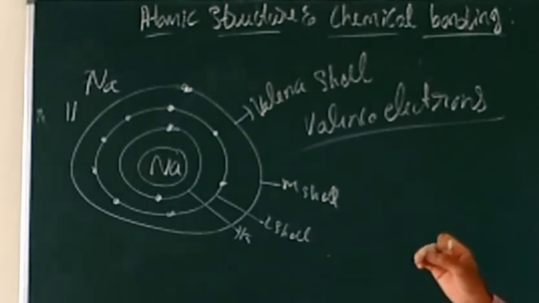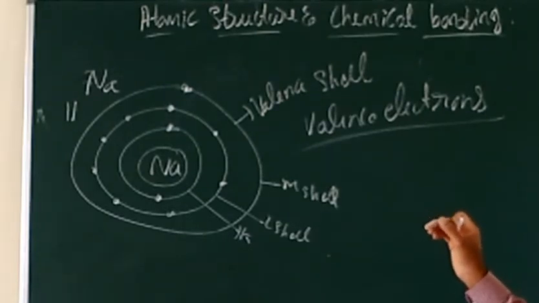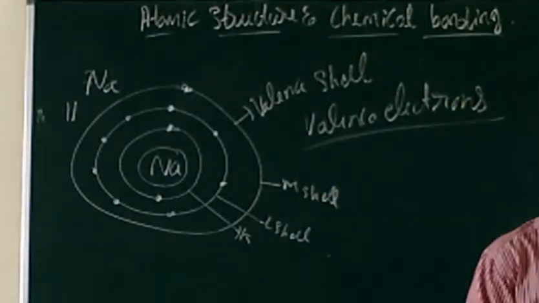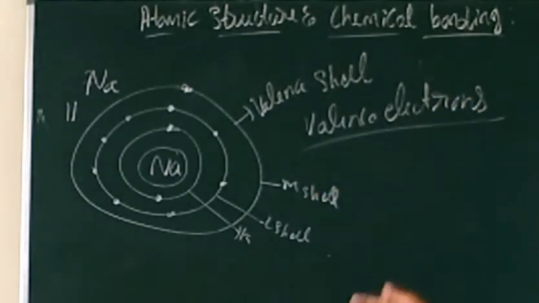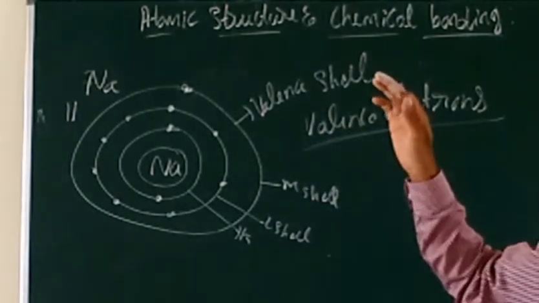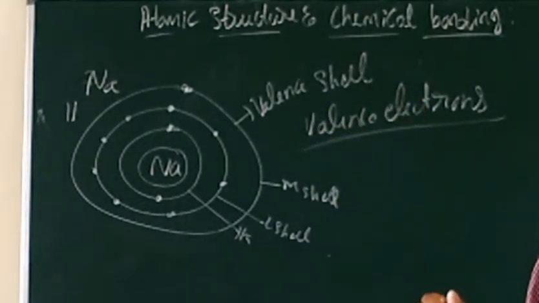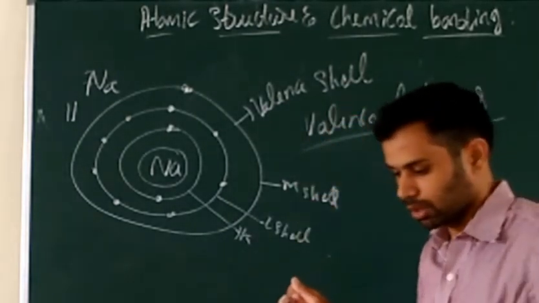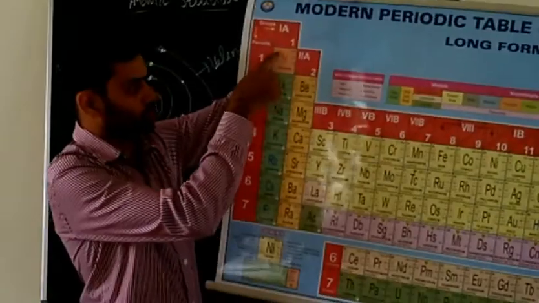Next, the elements which show similar chemical properties have the same number of electrons present in the valence shell. For example, sodium. How many electrons are present in its valence shell? This is called the first group.